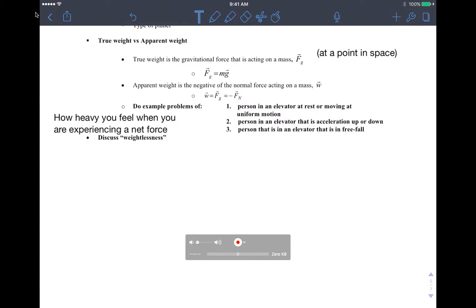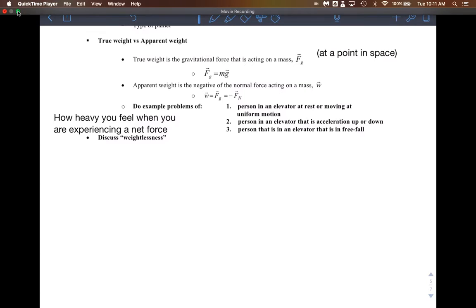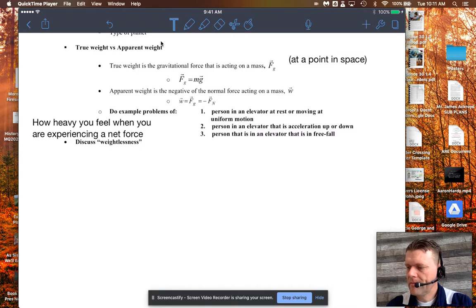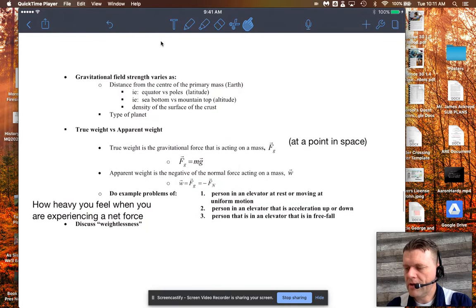Hello, so Physics 20s. I just want to explain the difference between what we're calling true weight and apparent weight. And so here, I've added a couple of things already.